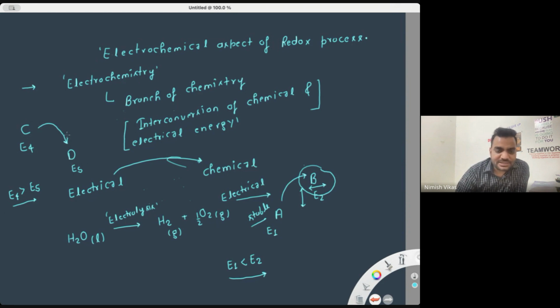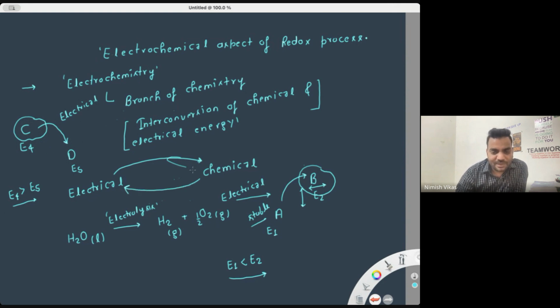So where will this energy go? The energy which was stored inside the chemical will be lost. And this energy we can harness in the form of electrical energy. The energy which is lost in a natural process, when a substance of higher energy converts to lower energy, that chemically stored energy can be converted to electrical energy. So chemical to electrical is also possible.